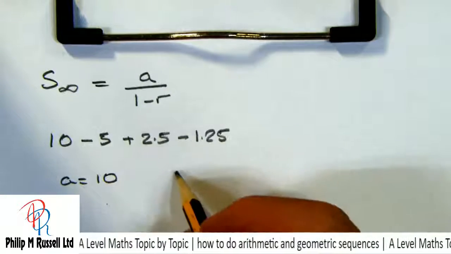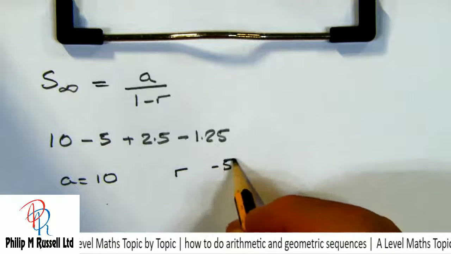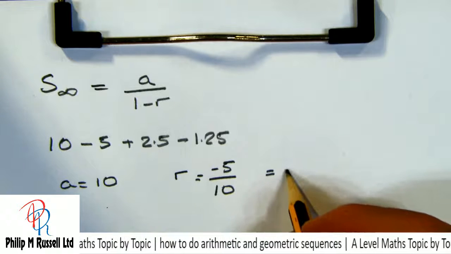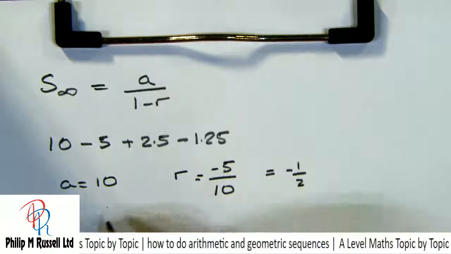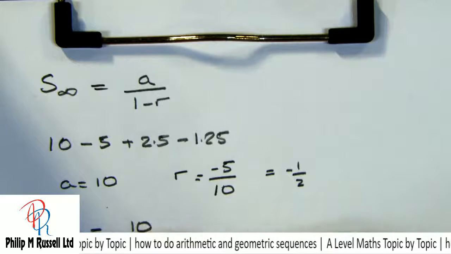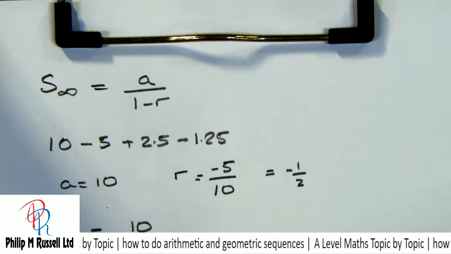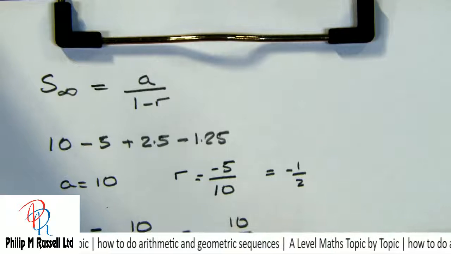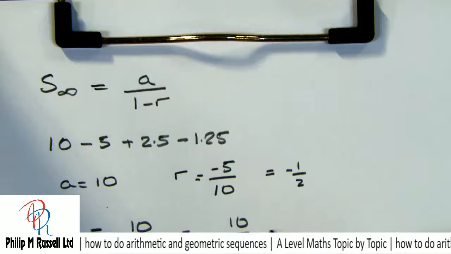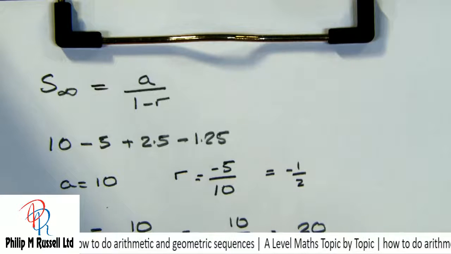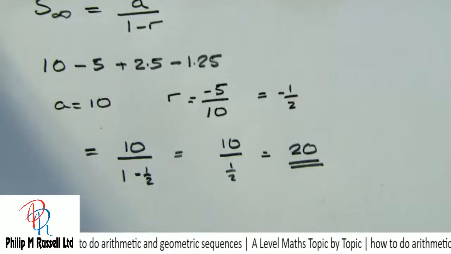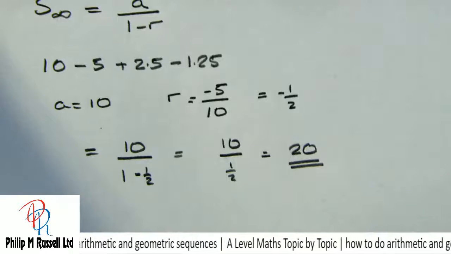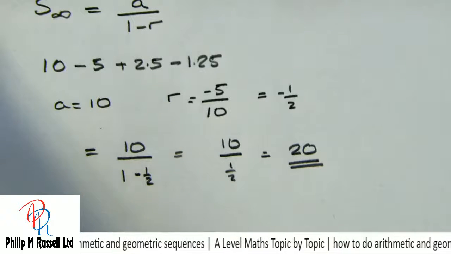Now we want to work out what r is, and that's going to be minus 5 over 10, which is going to give me minus a half. So this is going to give me 10 over 1 minus a half, which is going to give me 10 over a half, which is going to give me 20. So summing to infinity is sort of a way of doing this.